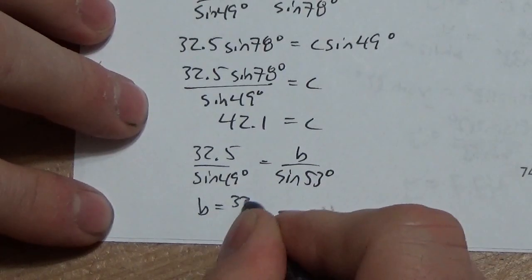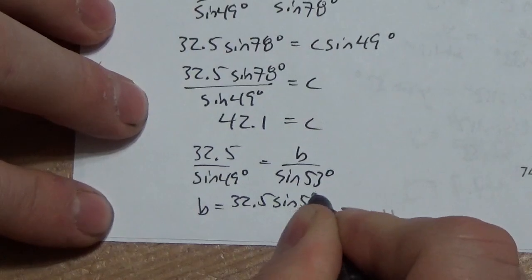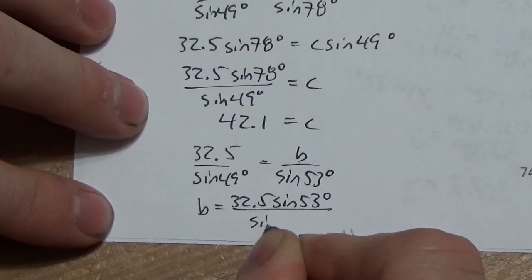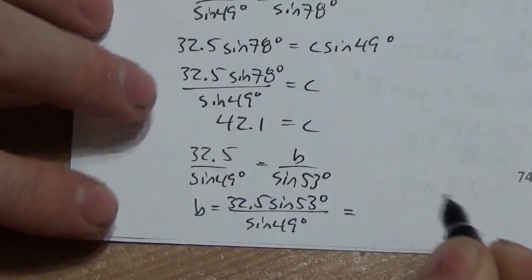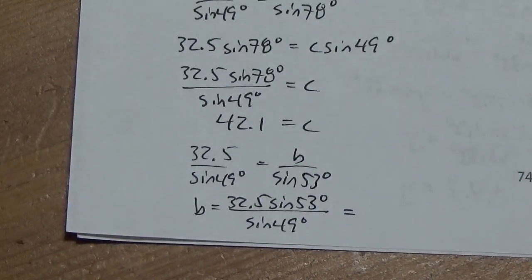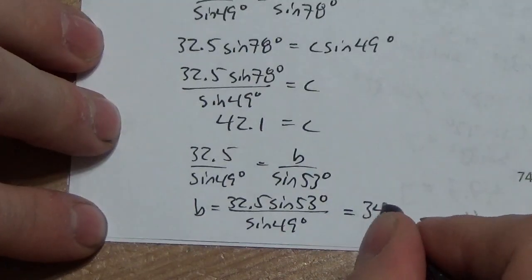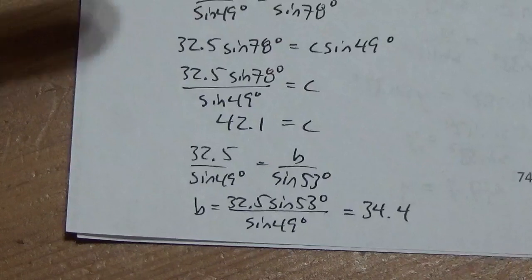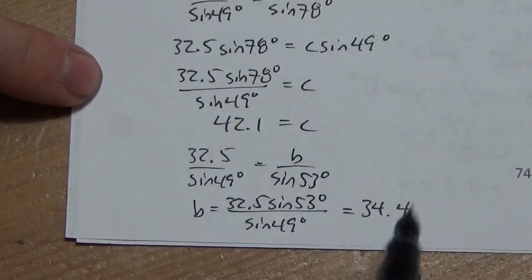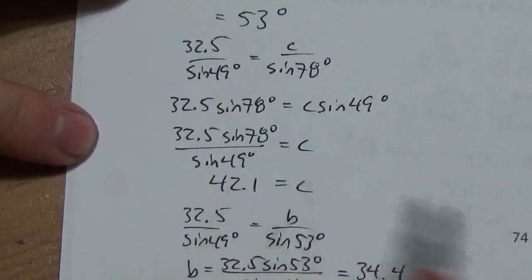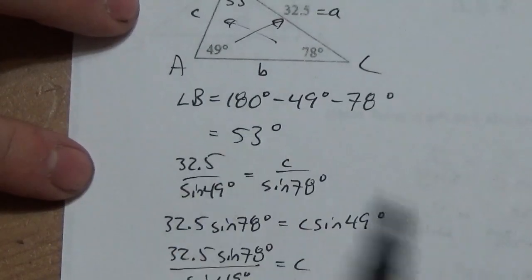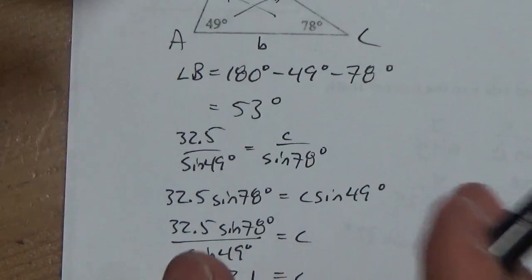B is going to equal 32.5 sine of 53 degrees over the sine of 49 degrees. Okay, so I can enter that into my calculator, 32.5 sine of 53 divided by the sine of 49 degrees. And I get, to the nearest tenth, 34.4. And so there, I've solved the triangle. B is 34.4, C is 42.1, and angle B is 53 degrees.